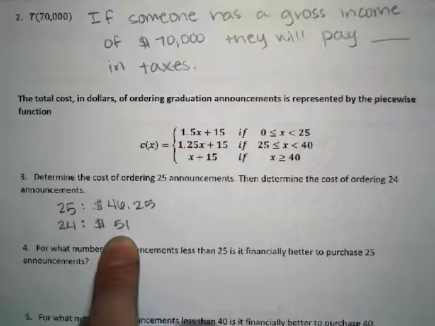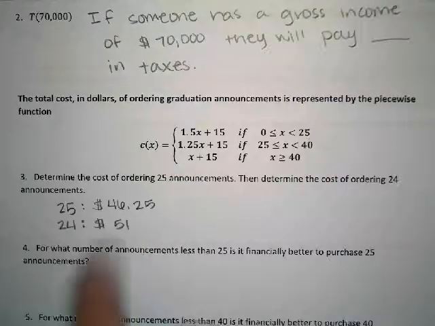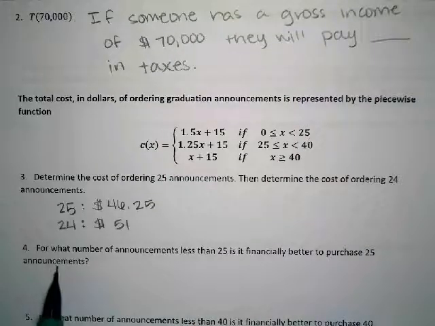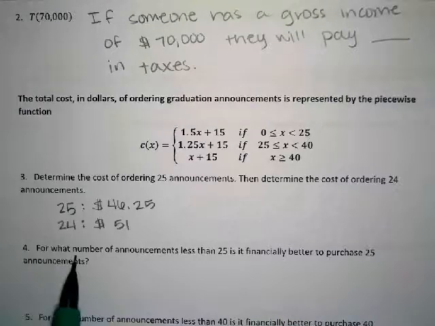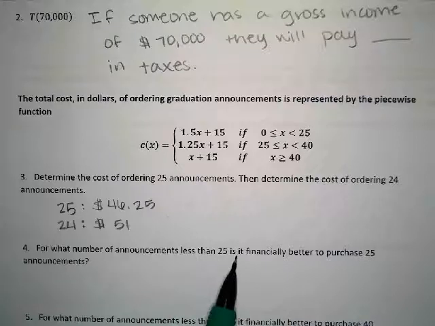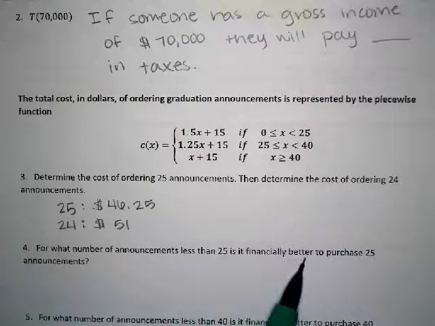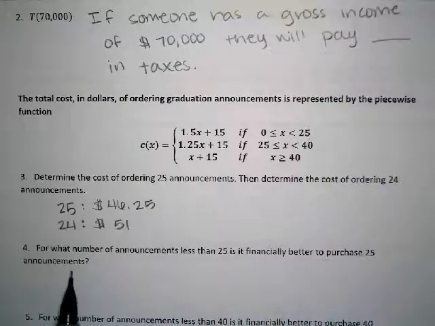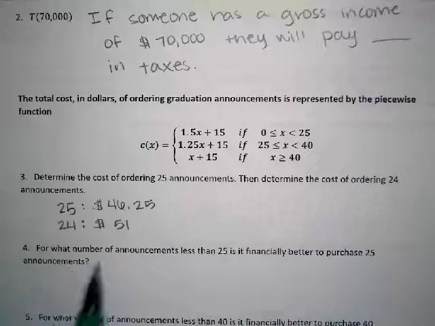Okay, so question 4 says, for what number of announcements, less than 25, is it financially better to purchase 25 announcements? Well, 24? So it's asking which number under 25 would you have to pay less than purchasing? So do we have to guess and check this and just plug in? Is guess and check the only way to do it?